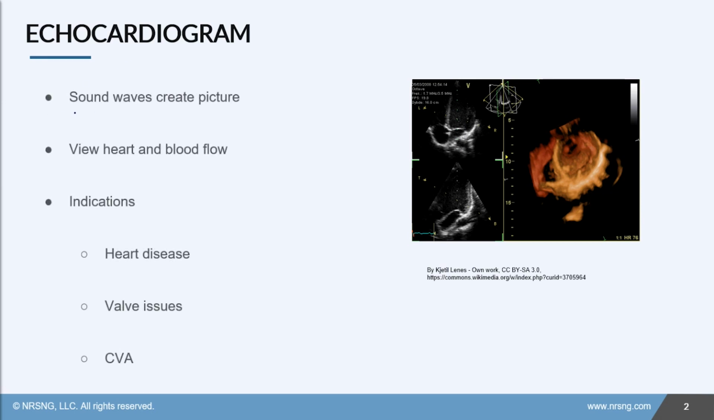Hey guys, in this lesson, we will talk about echocardiograms. So an echocardiogram uses sound waves to create a picture of the heart, valves, and blood flow in the heart, like in this picture. The doctor might order an echo if the patient has any heart disease, valve issues, or a CVA, which is a cerebrovascular accident known as a stroke. So let's explore the different types.